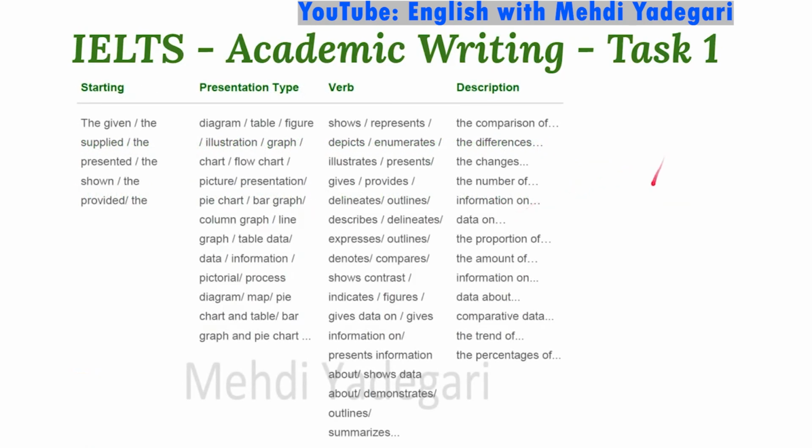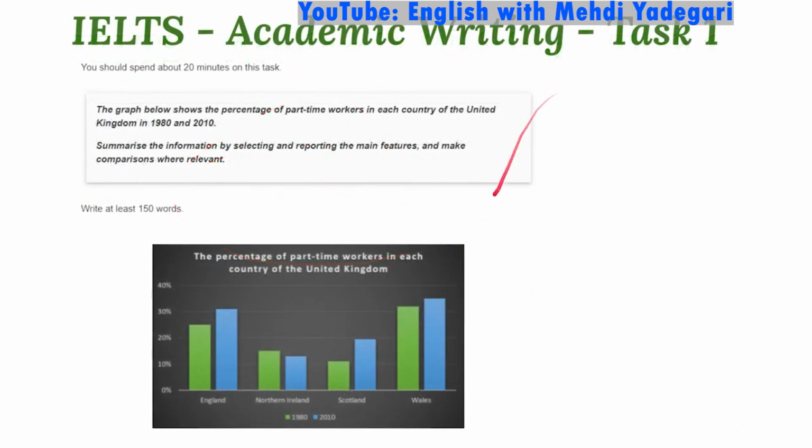So what you have to do basically is, if you take a look at this picture before we go back to the previous picture, this is something that you're given in the exam, right? This is the picture, and then you see this prompt which gives you some explanation as to what it is. So it says the graph below shows the percentage of part-time workers in each country of the United Kingdom in 1980 and 2010. So yeah, okay, we get it, and this is the explanation, and it tells you this is the task. Summarize the information by selecting and reporting the main features and make comparisons where relevant. So, and you have to write at least 150 words, and you have 20 minutes to write an academic writing task 1.